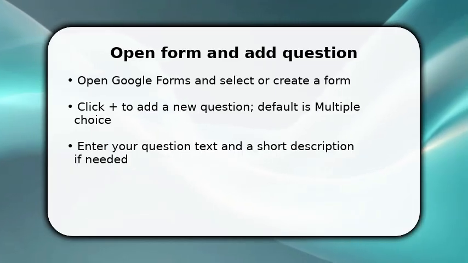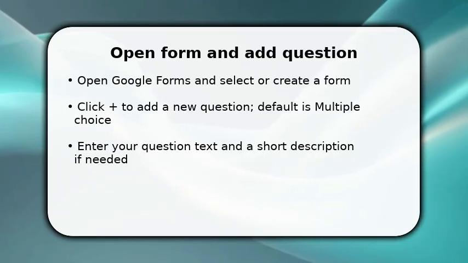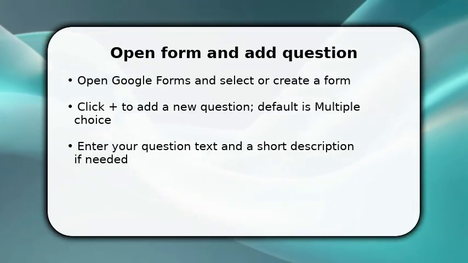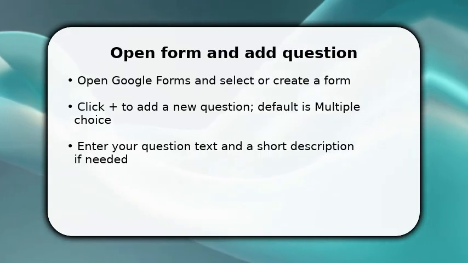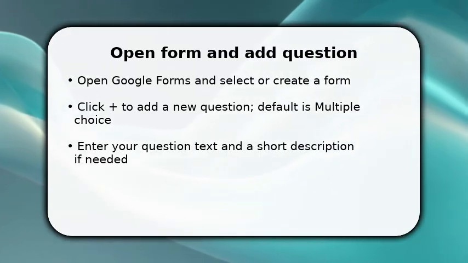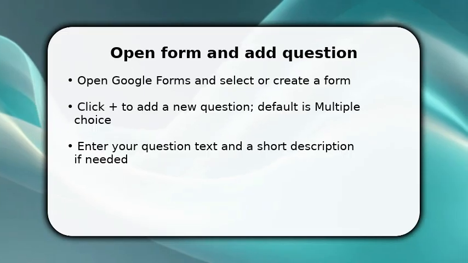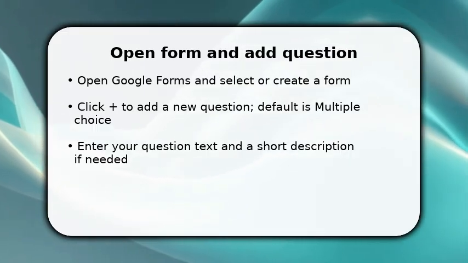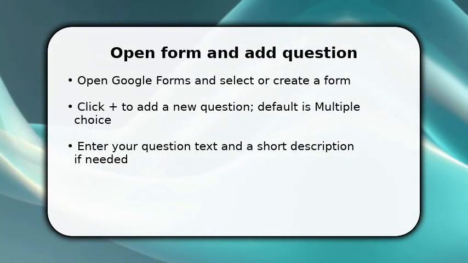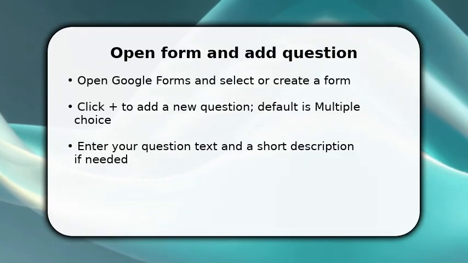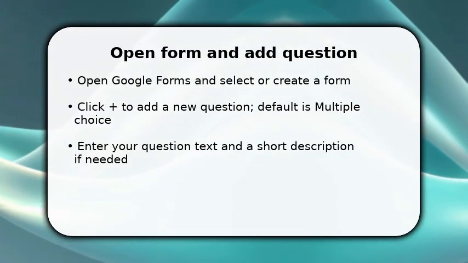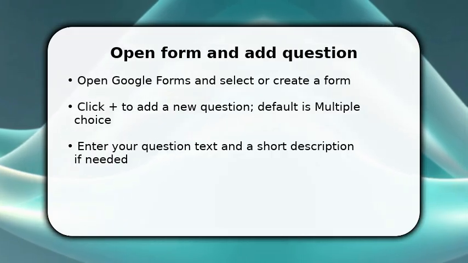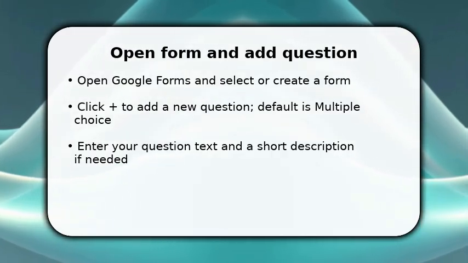You start by opening your Google form and adding a question. This is the first actionable step. Click the plus button to insert a new question and type the prompt. Choose the question type from the drop-down. Multiple choice is default, but you can switch. Once done, add a brief description to clarify intent and make sure required toggles are set if responses must be collected. This gets you ready to add specific answer options efficiently.